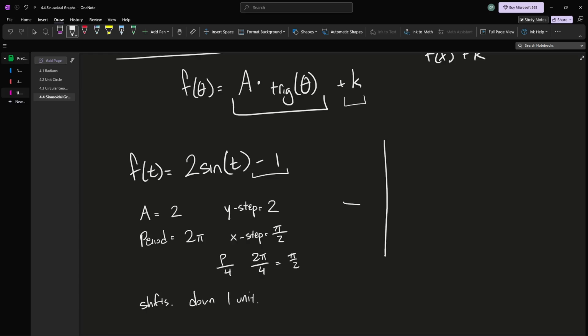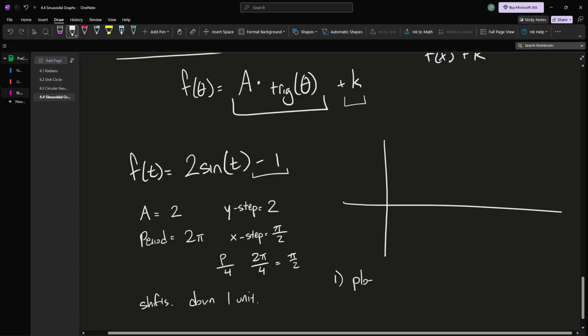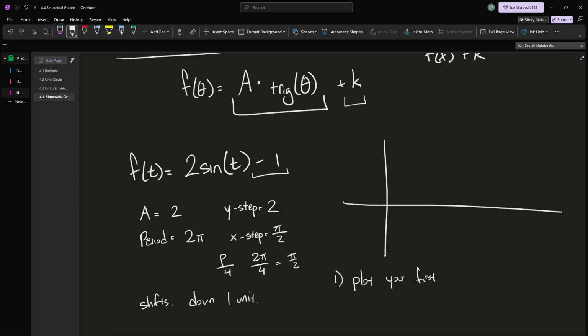Now, we draw my little axes. And the procedure for this is actually first, you want to start with your basic point. Plot the beginning. Plot your first parent function point.